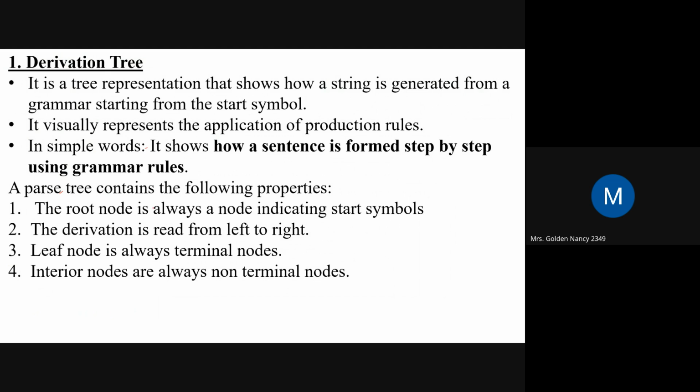The parse tree contains the following properties. The root node is always the node indicating the start symbol, so the top node will be your start symbol. The derivation is read from left to right. So if some grammar has 3 productions, then it will be read from left to right, not right to left. A leaf node is always a terminal node. We all know what a terminal is: small letters or some symbols are called terminals. So leaf nodes will always be your terminals. Internal nodes will always be non-terminals. What do internal nodes mean? The inside nodes will be your non-terminals.